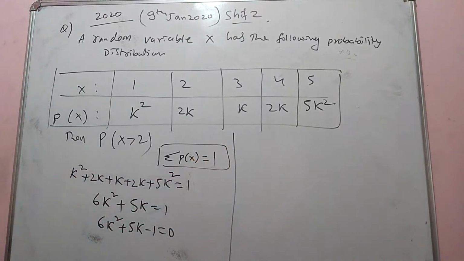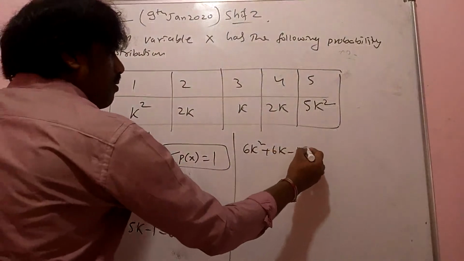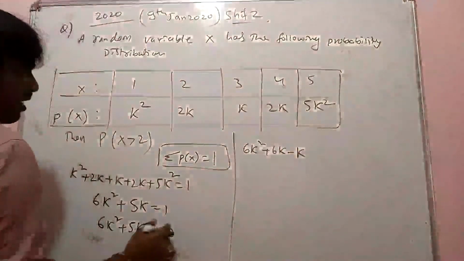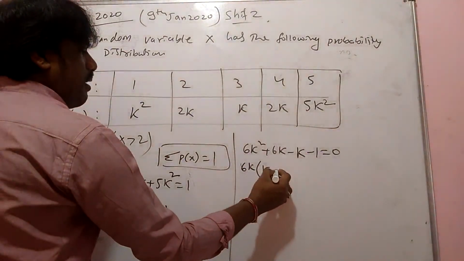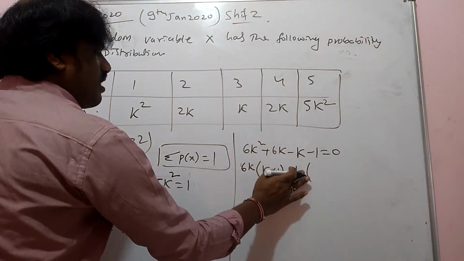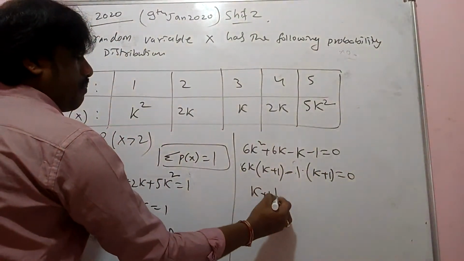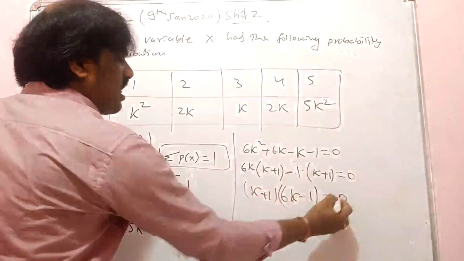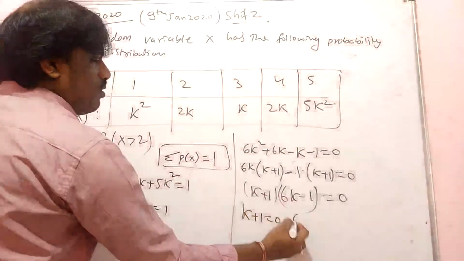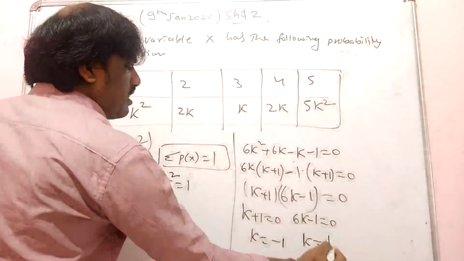So we have to simplify this. 6 ones are 6, so I can write 6k square plus 6k minus k minus 1 is equal to 0. You can take 6k common and get k plus 1, and minus 1 common, and I get k plus 1. From this I am getting k plus 1 into 6k minus 1 is equal to 0. From this, k plus 1 is equal to 0 or 6k minus 1 is equal to 0, so k is minus 1 or k is 1 by 6.